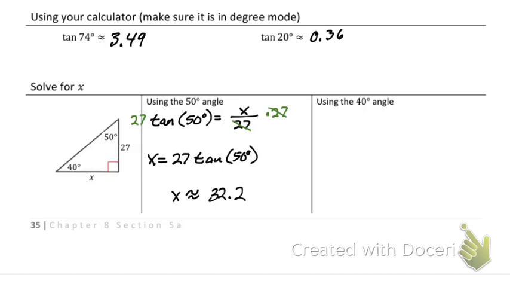All right, we're supposed to do the same thing, but we're supposed to use the 40-degree angle. So we're going to go, okay, tangent of 40 degrees. Can someone tell me what tangent of 40 degrees is going to equal? Lucy? 27 over x. It'd be 27 over x.